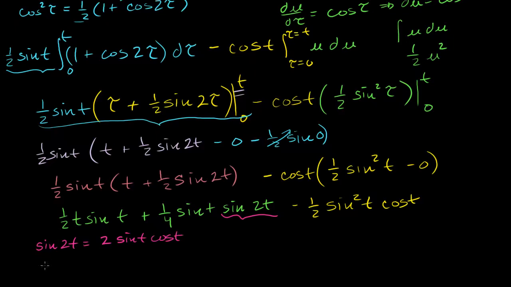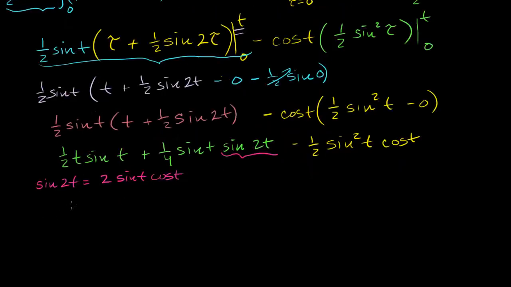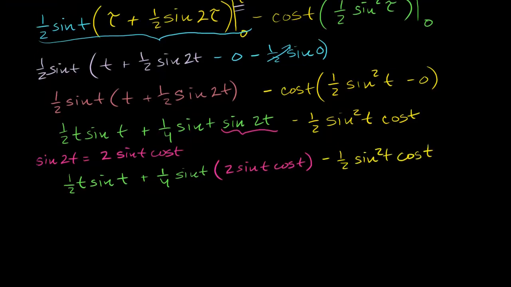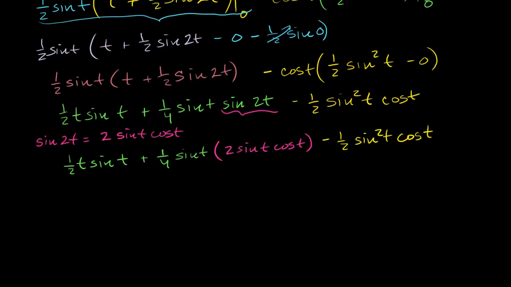You get this first term. Let me scroll down a little bit. You get 1/2 t times the sine of t plus 1/4 sine of t times this thing in here, so times 2 sine of t cosine of t. Just a trig identity. Nothing more than that. And then finally I have this minus 1/2 sine squared t cosine of t. No one ever said this was going to be easy, but hopefully it's instructive on some level. At least it shows you that you didn't memorize your trig identities for nothing.